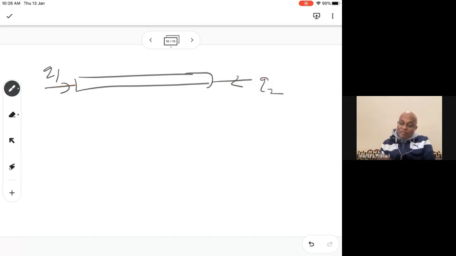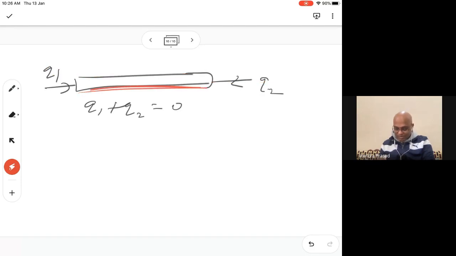So you can write the equation same as Q1 plus Q2 equal to 0, because whatever energy comes in has to leave, because there is no heat transfer from this surface, only from this surface. So if Q1 is coming here, the same amount of heat has to leave, right? Why? Because it's a steady state problem. So this is a steady state.